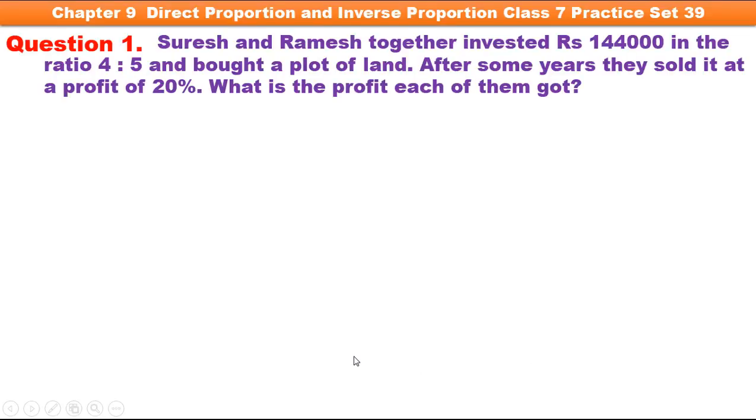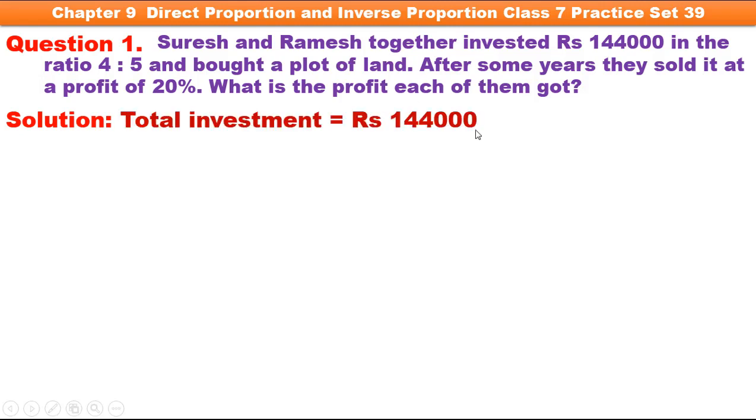2022-2023. Question first. Suresh and Ramesh together invested rupees 1,44,000 in the ratio of 4:5 and bought a plot of land. After some years, they sold it at a profit of 20%. What was the profit each of them got?